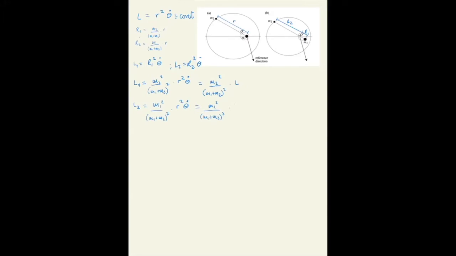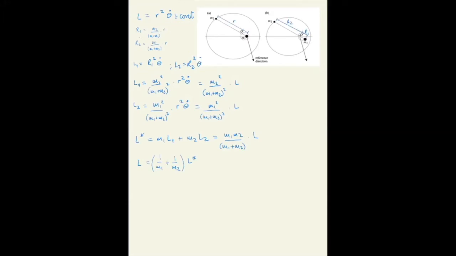Now, if you multiply L1 by M1 and L2 by M2, you have the total angular momentum of the system. Call it L star. Now, this sum is equal to M1 times M2 over the sum of the masses times the constant angular momentum per mass of M2 around M1. Now, you can invert that to find L in terms of L star. Again, remember, L is the angular momentum per mass and L star the angular momentum.